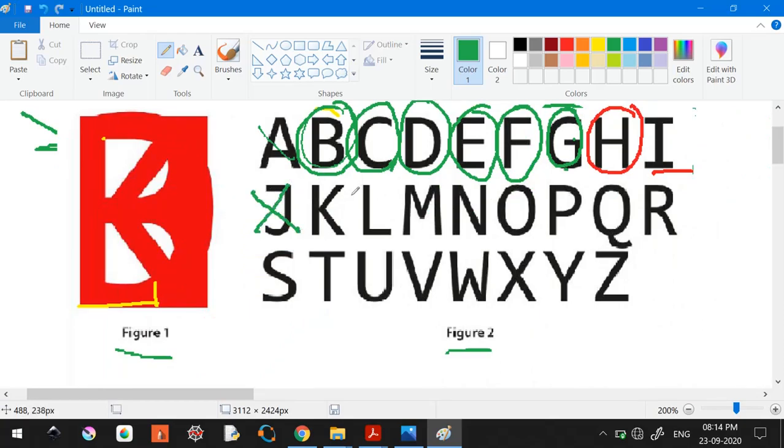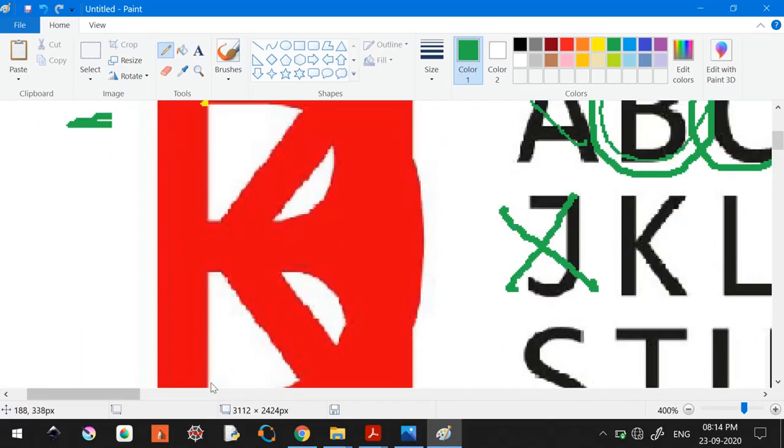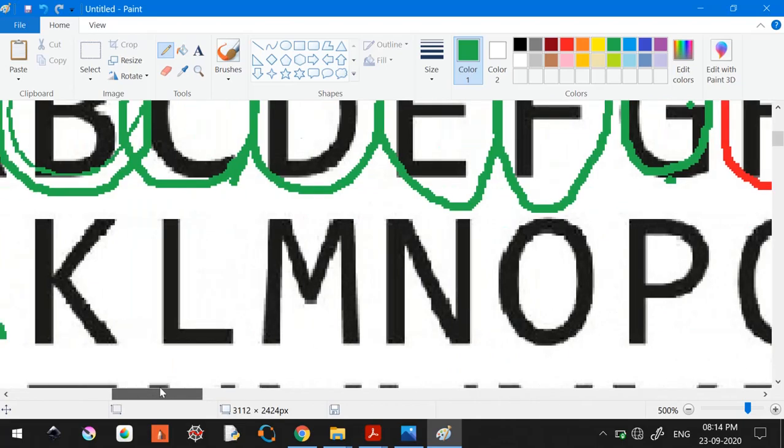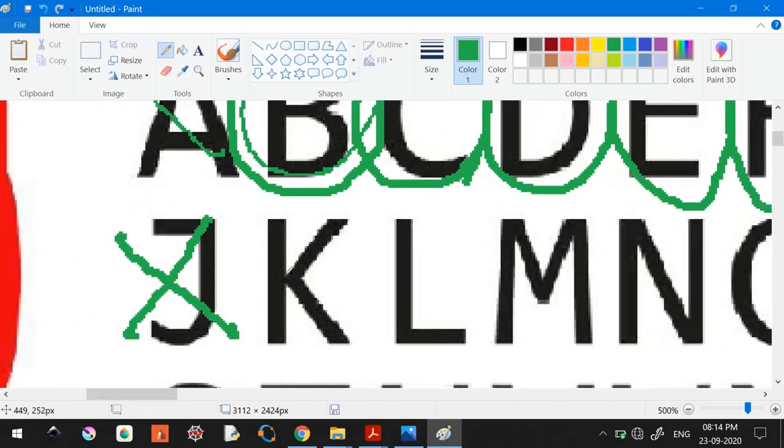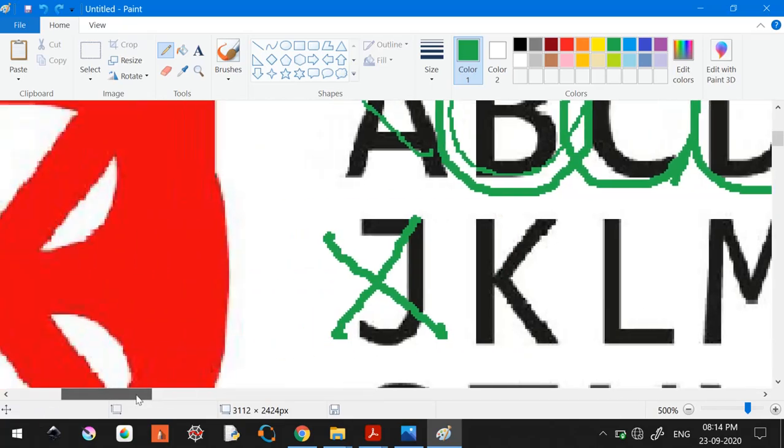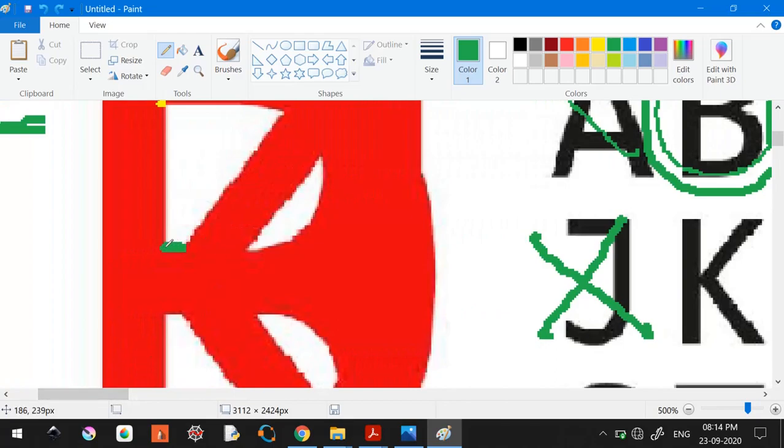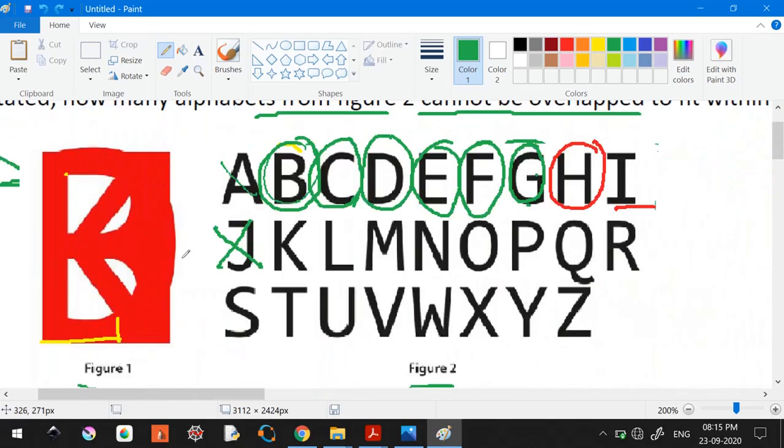Let's see K. If you closely observe K, what is happening? If I zoom in further, you see here it's sharply turning, right? Here in this portion there is no gap, but here I can see some gap, this gap, right? Which means this is not possible, because if K has to fit, this line which is here should actually come here. You are getting me, right? So yes, K is not fitting here, that is what I understood.